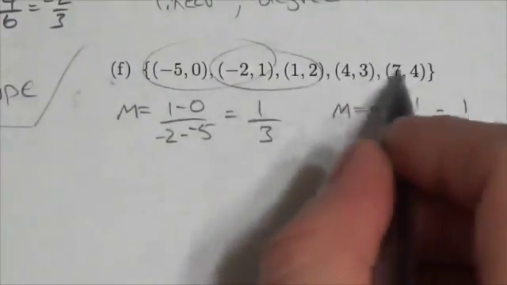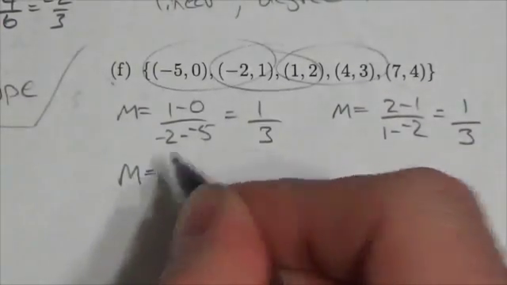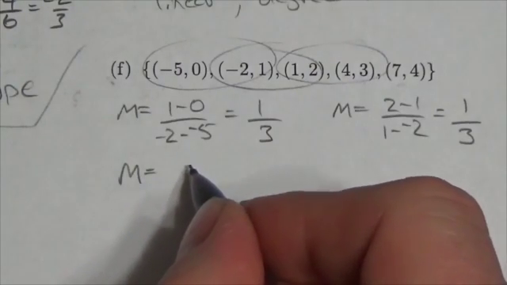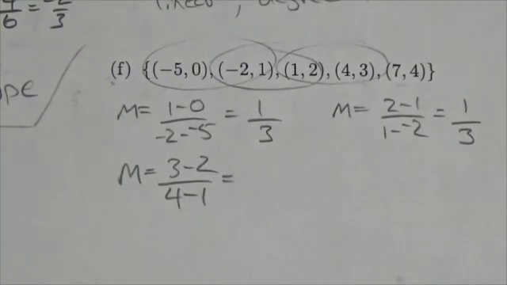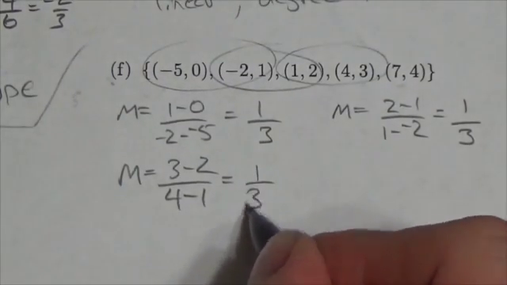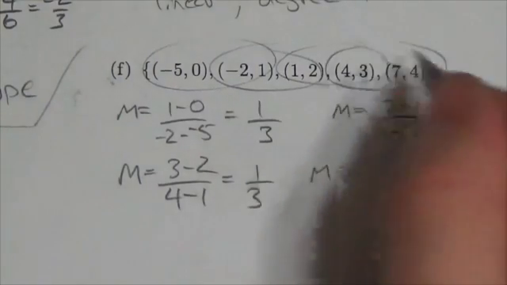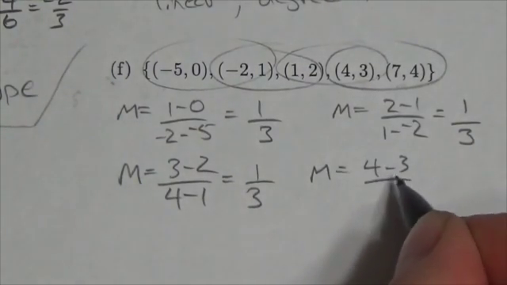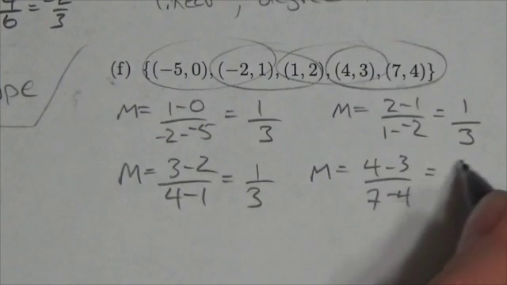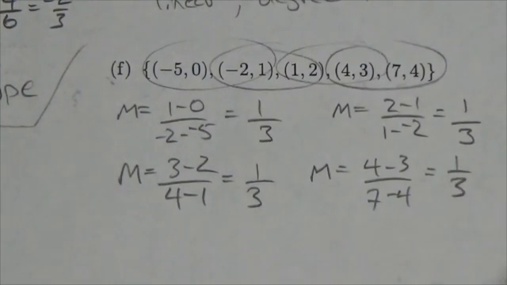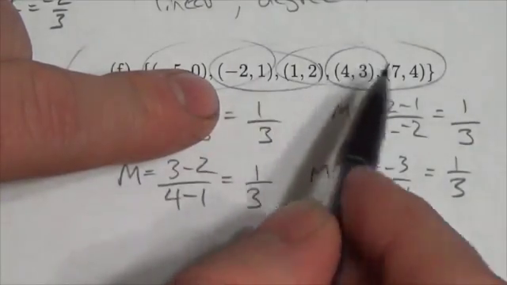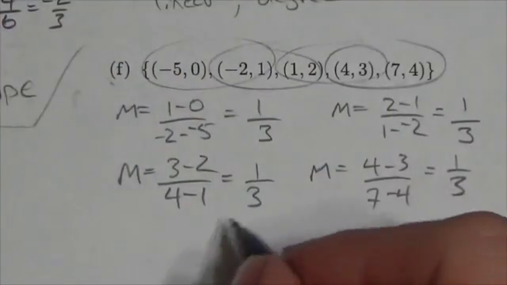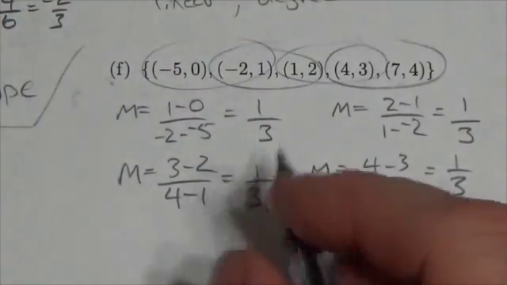So let's take a look at that next pair of points. I've got 3 minus 2 over 4 minus 1. 3 minus 2 is going to be 1. 4 minus 1 is 3. That's still looking good. And this last pair right here, 4 minus 3 over 7 minus 4. 4 minus 3 is 1. 7 minus 4 is 3. So every little pair of points that I grabbed, and they were all connected, I used this one twice, this one twice, chained them all along. The rate of change is the same, so this is linear.